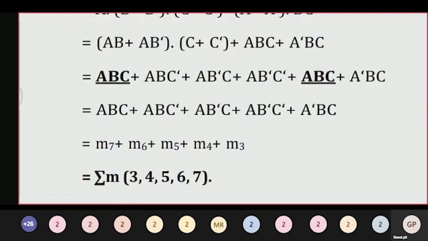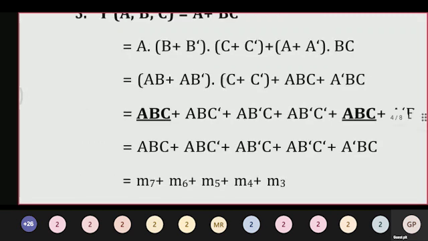110 corresponds to the minterm M6, and AB bar C is nothing but 101. 101 is M5, and AB bar C bar is 100. 100 corresponds to the minterm M4, and A bar BC is nothing but 011. 011 corresponds to the minterm M3. Finally, you need to write all the minterms, summation of minterms 3, 4, 5, 6, 7. This is your answer.